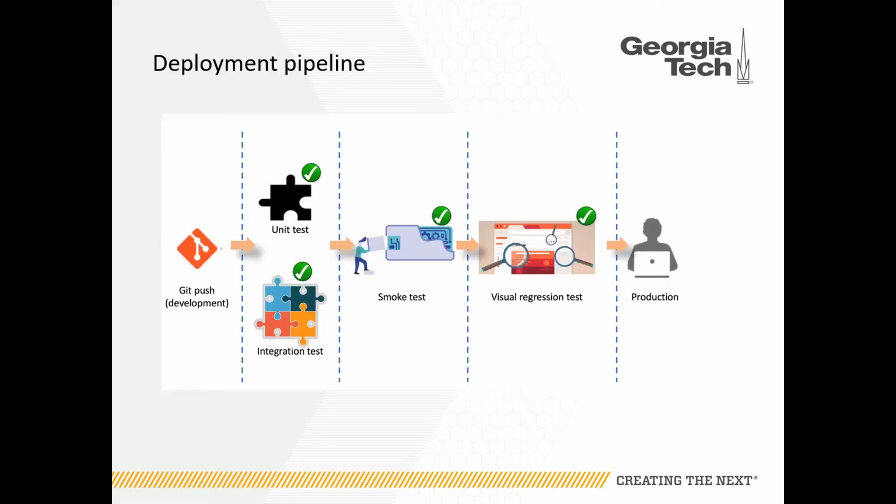The deployment is divided into 4 phases. The pipeline starts after all the developers push their code to the GitHub repo. After building the application, the unit test and integration test are run in parallel. After all the tasks in this phase pass, a manual smoke test is triggered, followed by the visual regression test. If this final visual regression test passes, we can release the product to users.